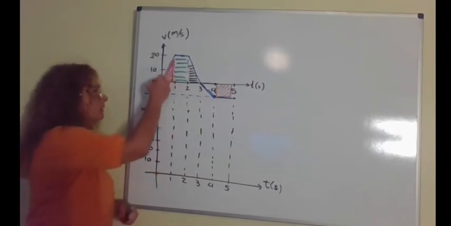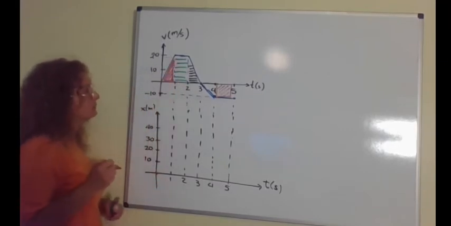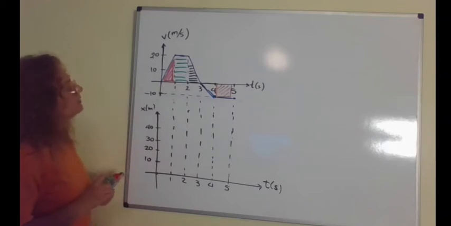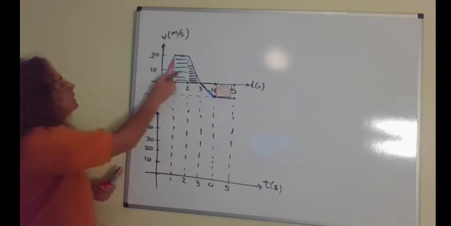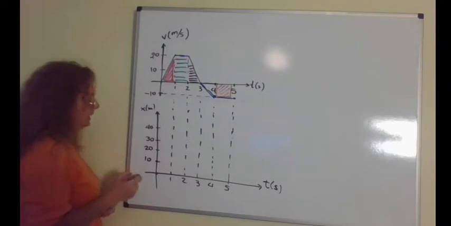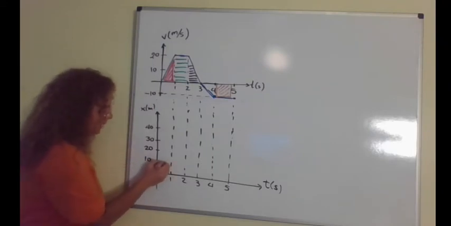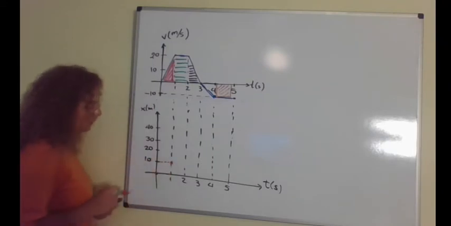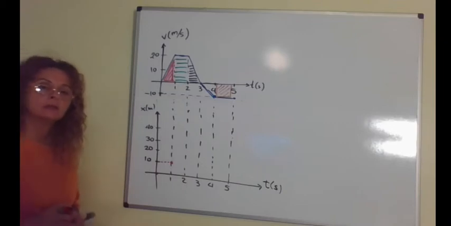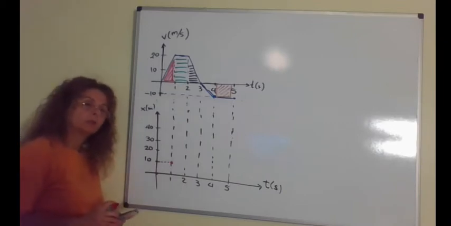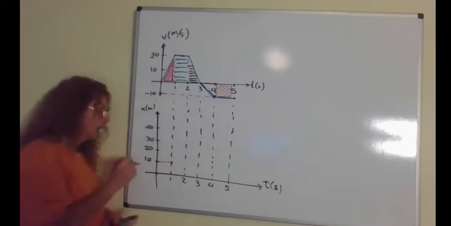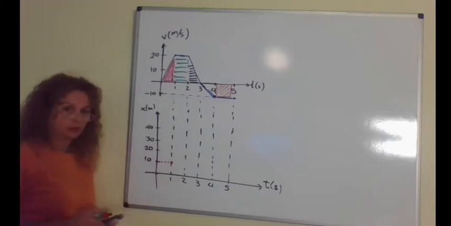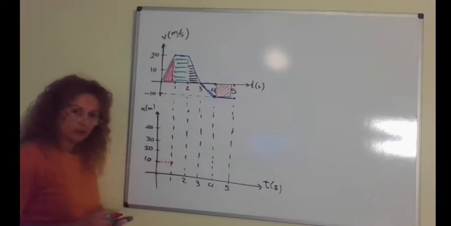So the area under the graph for the first second is this triangle, which is half base times height, so it's 1 times 20, half, 10. So after 1 second, my object will be at 10 meters. It will be 10 meters away. Now, how am I going to draw this? Is it a straight line?